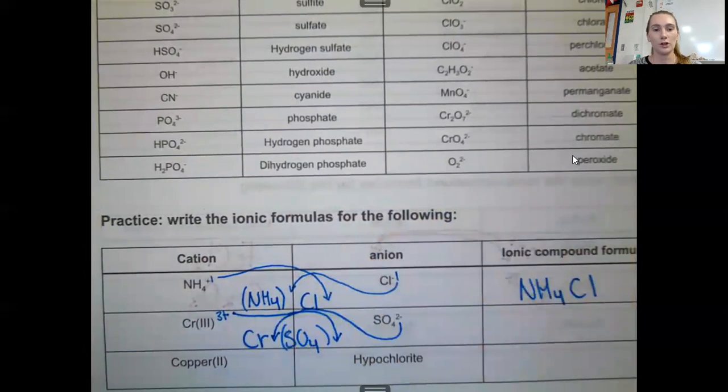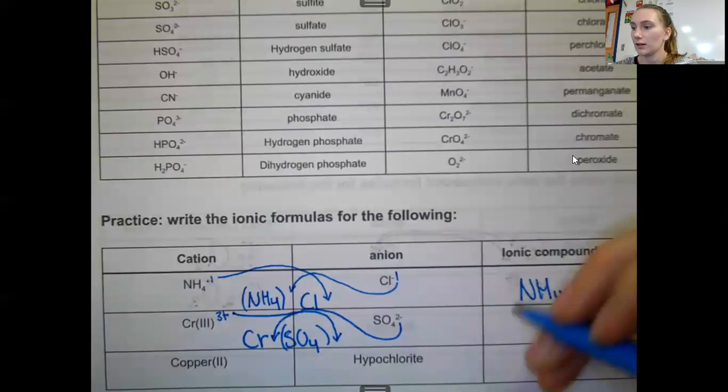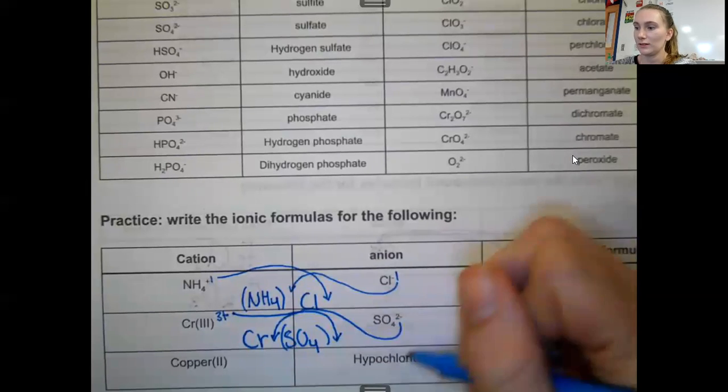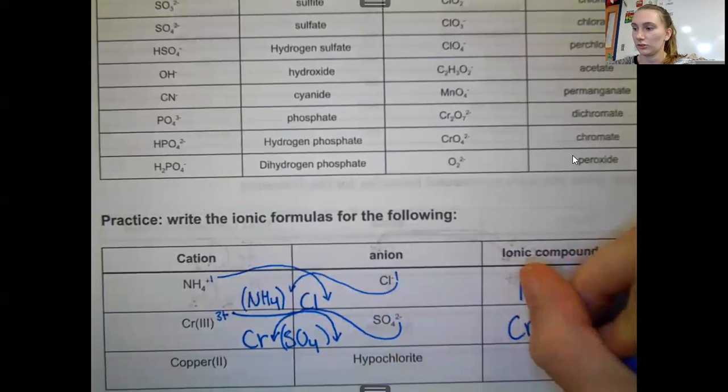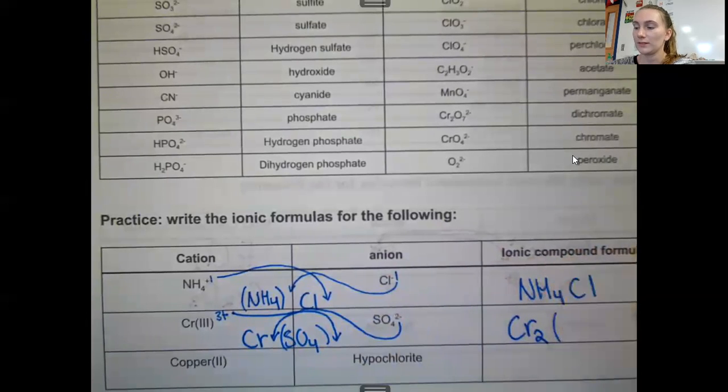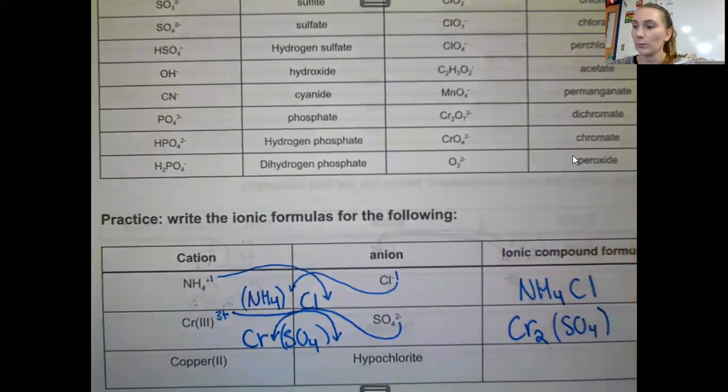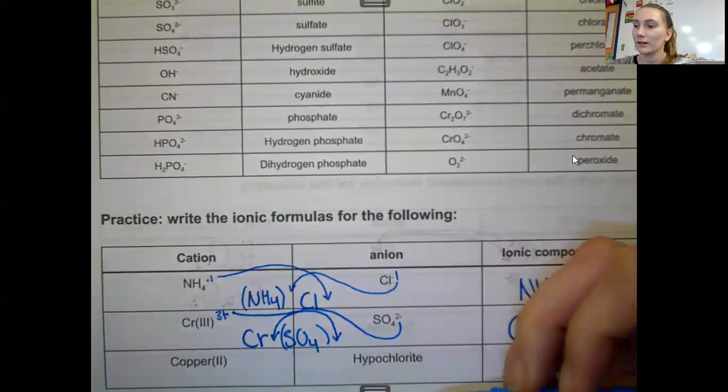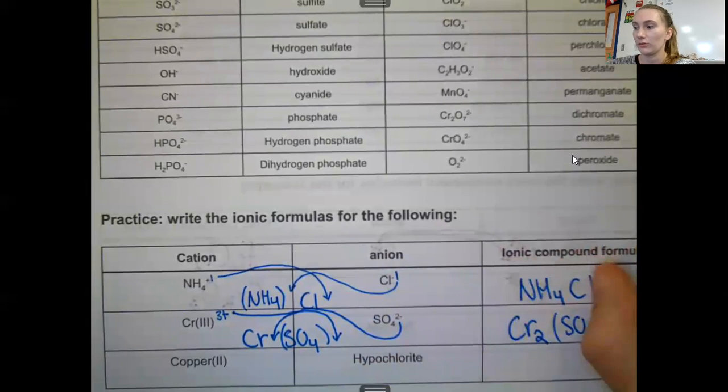Since we know we're going to have multiples of the SO4, that's when you'll need the parentheses. The 2 is going to be with Cr, so we have Cr2. And now I'm going to put SO4 in parentheses because we are going to have 3 of them. So (SO4)3.